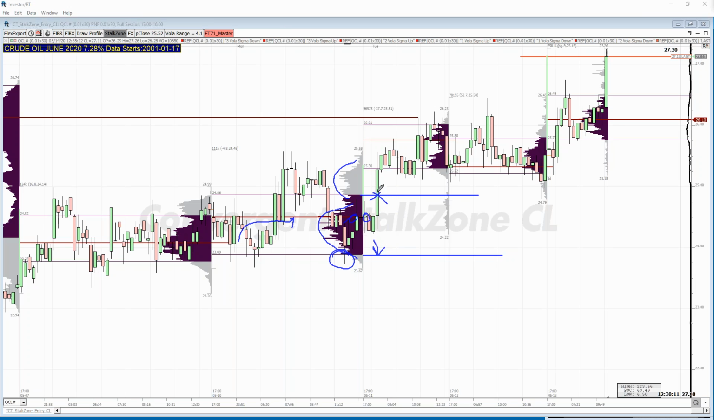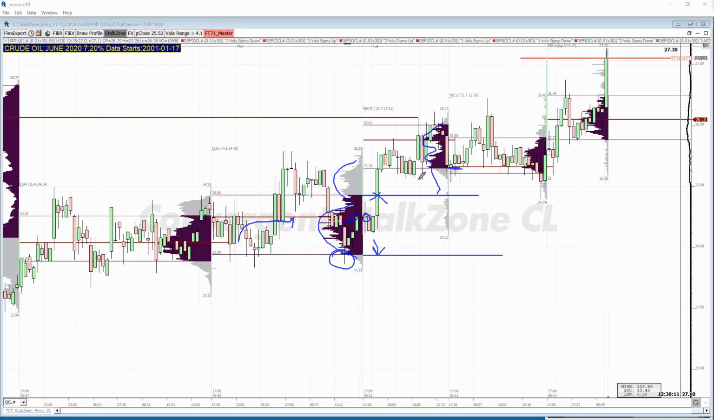So here we're stalking to get short, and we would have gotten run over, and it's just the cost of doing business. So we're only looking to the long side here, and we see that this day did not establish value at all. So the next day, despite the fact that it opened at something that's called value low, it's not really value low.